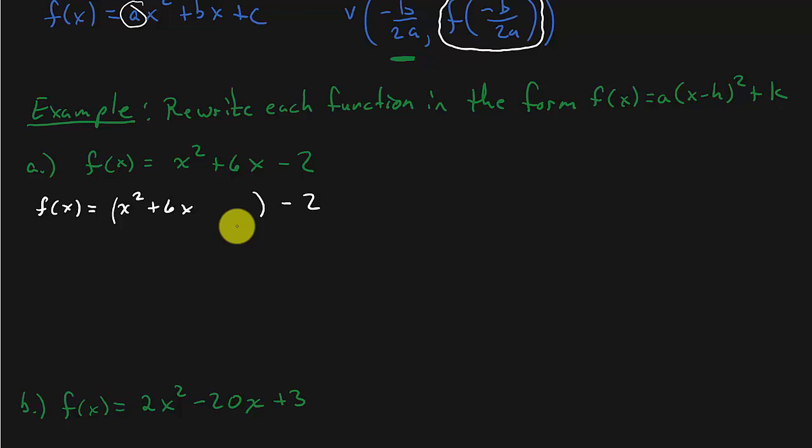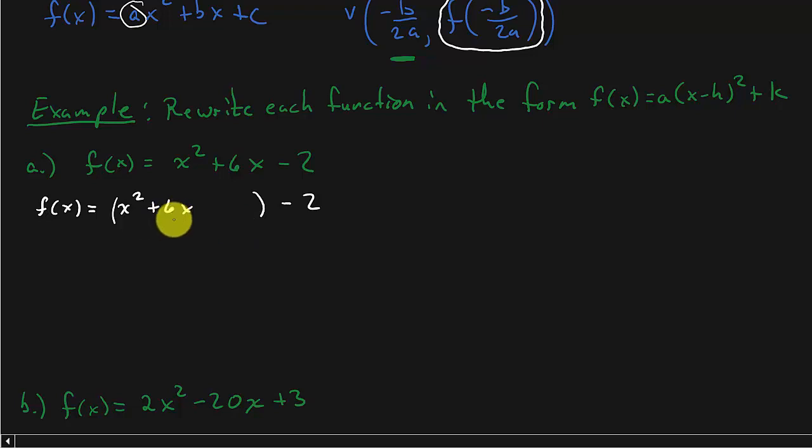We're going to complete the square. So remember, to complete the square, we're going to half the number in front of x. The 6 is in front of x, so we take half of that. That's going to give us 3. And then we square it, and that's going to give us 9. So we add 9. And since we added 9, we have to come over here and subtract 9.